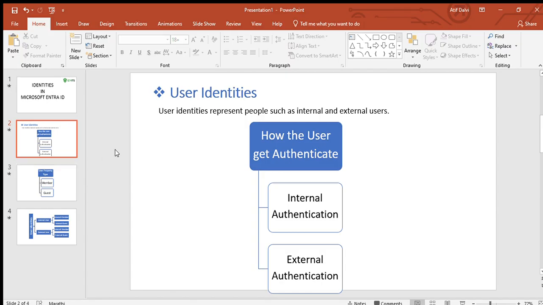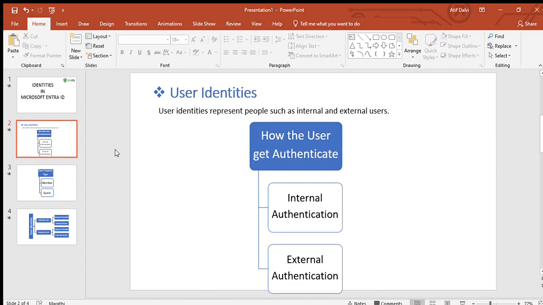Today we will learn user identities. What is user identities? User identities represent people such as internal or external user. So before going in deeper, first of all we will see what are the characteristics of the user identity.